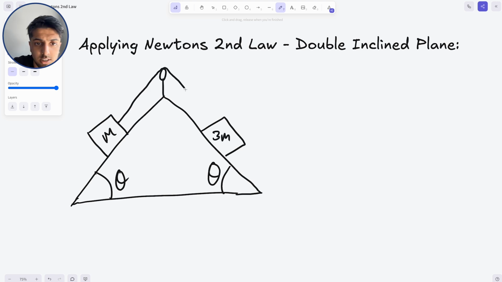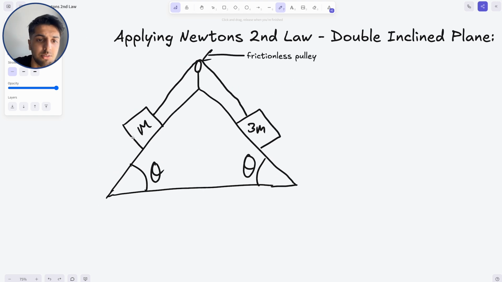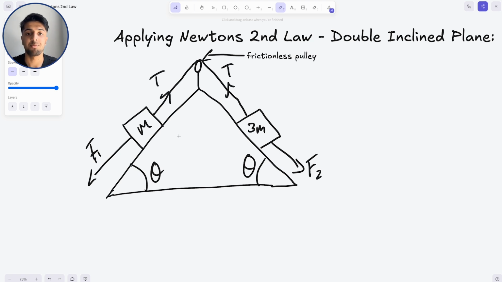These masses are attached by a rope or string, whatever you want to call it, and this is a frictionless pulley. And so as these are going down inclined planes, there is a force going this way. We can call this F1, right? And there's also a force coming down this way, which is F2. There are also tension forces going up the incline, and those tension forces are equal in opposite directions.